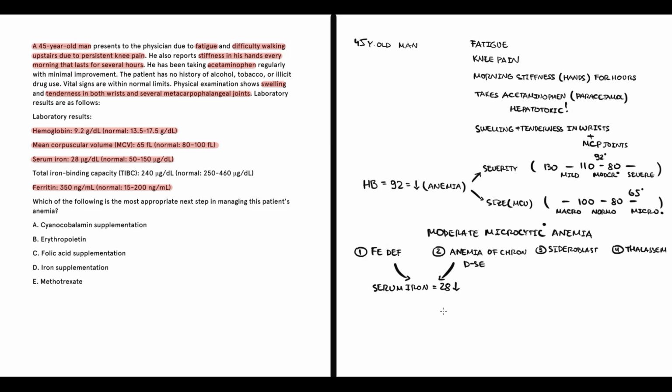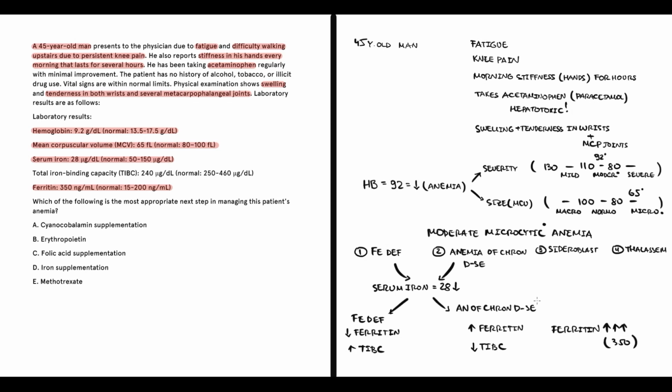They both have low serum iron, but the key difference between them is that in iron deficiency anemia, ferritin is low and transferrin is elevated, and in anemia of chronic disease, ferritin is elevated and transferrin is low. In this case, we know that the patient has elevated ferritin, which is a feature of anemia of chronic disease.